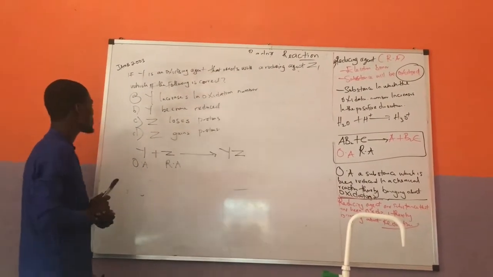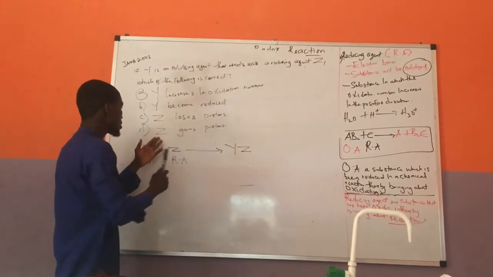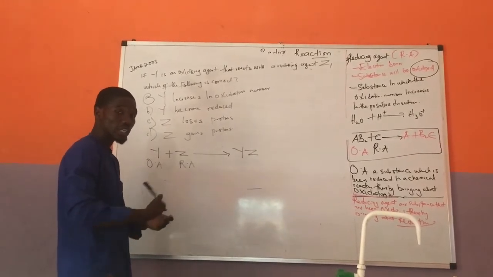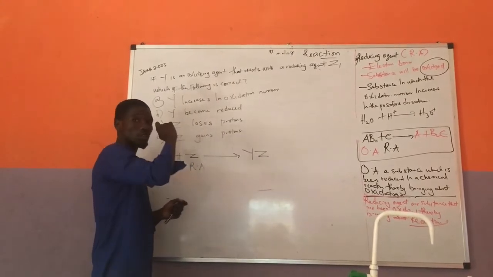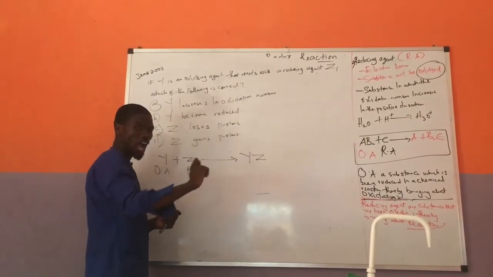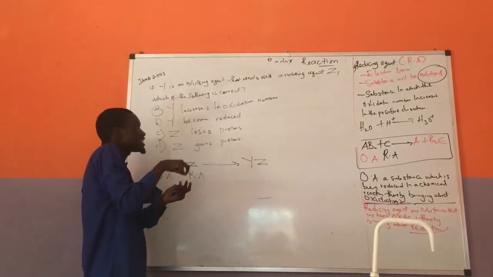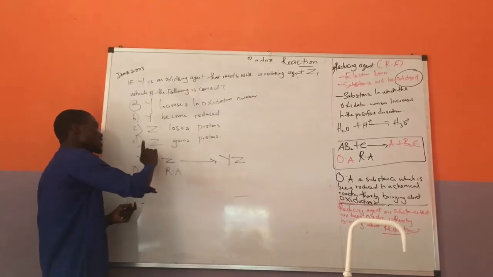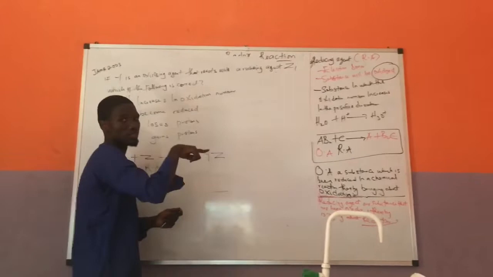So now let's check between B and D. Z gains what? Proton. So for it to have gained a proton, are you with me now? Then it cannot serve as what? An oxidizing agent and also as a releasing agent, because my Z given here says what? With a reducing agent Z.